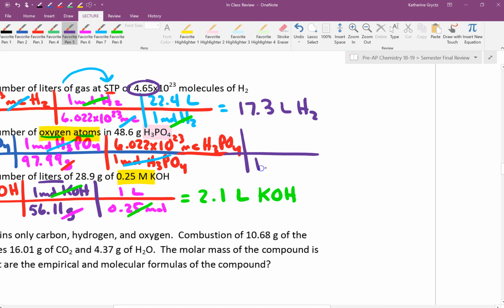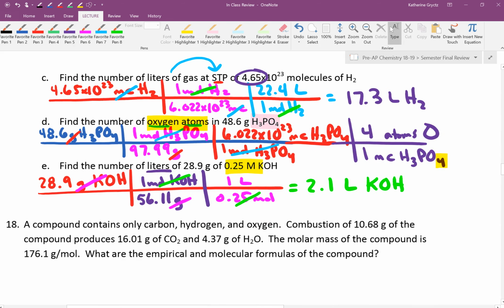So I'm going to make up this conversion from this formula that says 1 molecule of H3PO4 is going to have 4 atoms of oxygen. And I'm simply getting that from right there, that there are 4 oxygen atoms in that. So only when it asks you for a part of that particle are you going to have to look at and rip apart that formula. Okay, so then you can go ahead and calculate it.